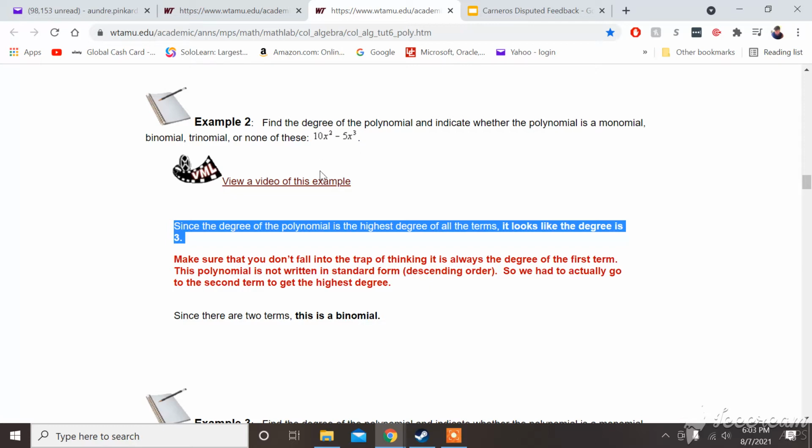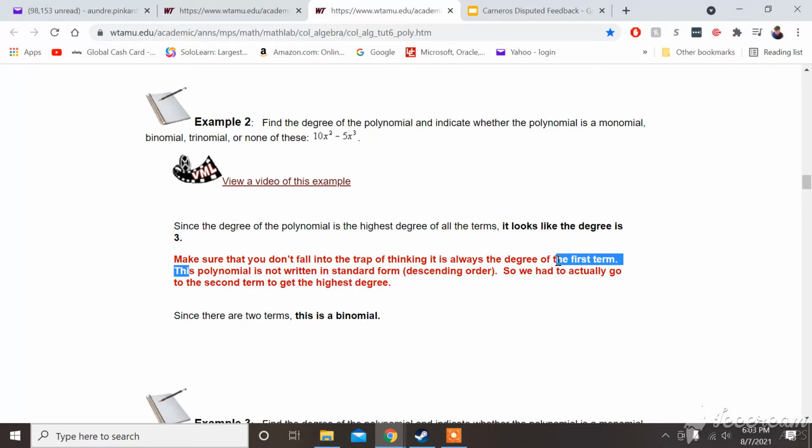Make sure that you don't fall into the trap of thinking that it's always the degree of the first term. This polynomial is not written in standard form, descending order. So we had to actually go to the second term to get the highest degree. Standard form, descending order.